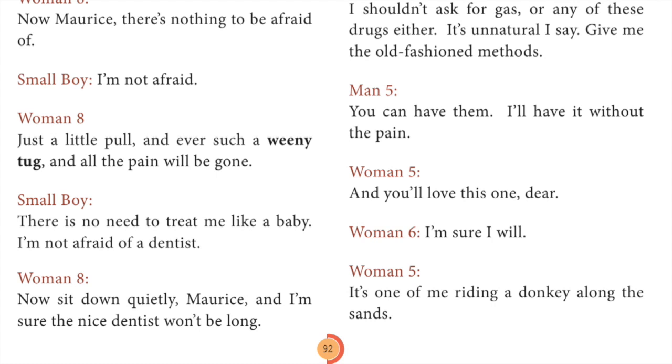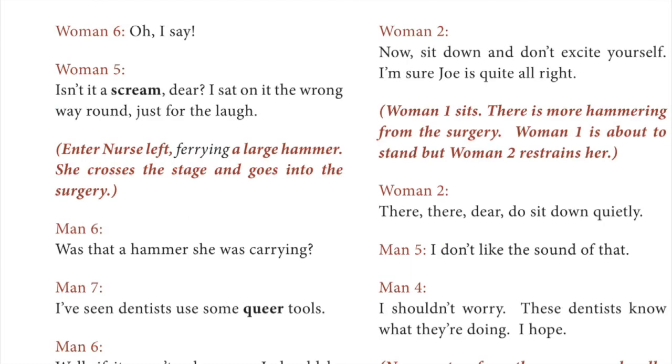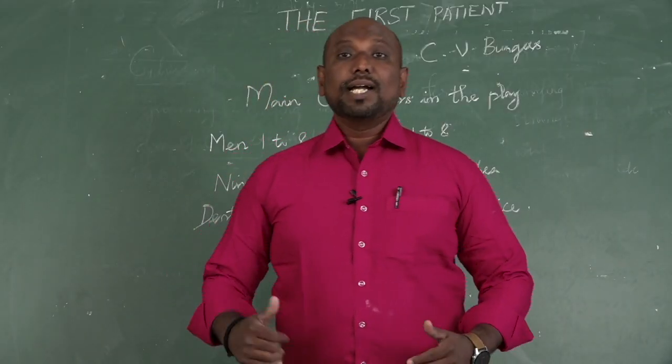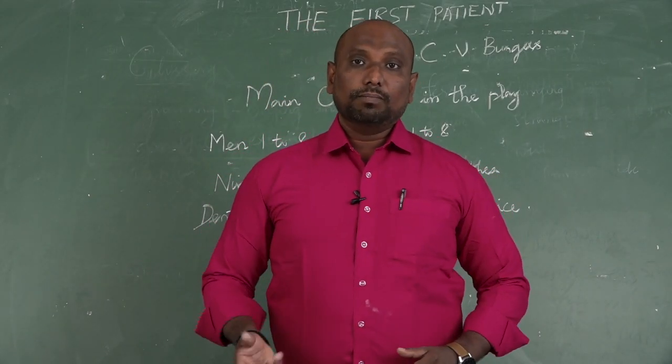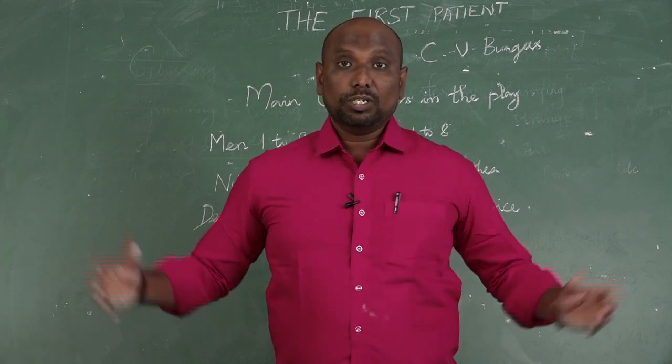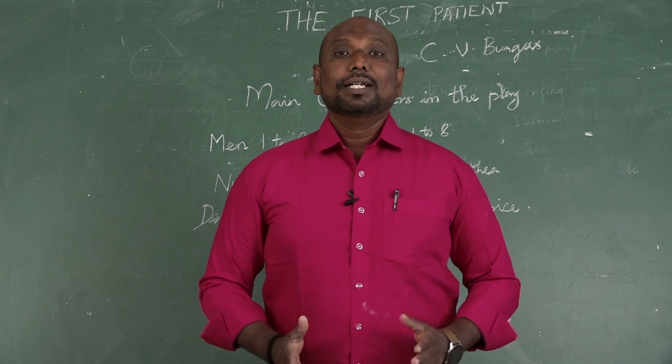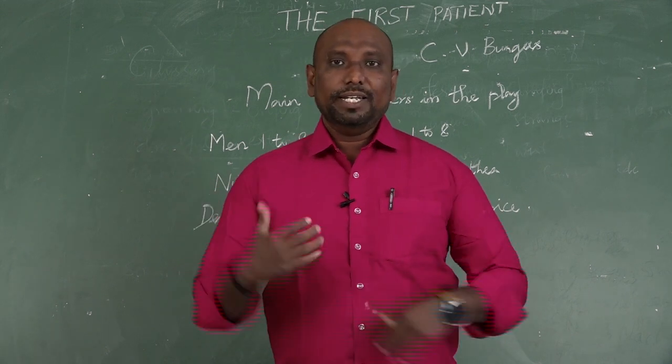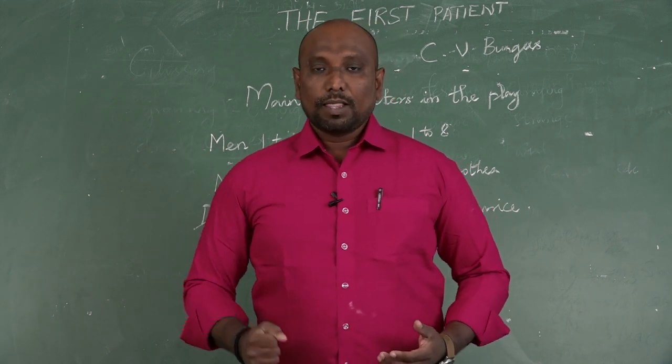Woman 6, I am sure I will. Woman 5, it is one of me riding a donkey along the stands. Oh, I say. Woman 5, isn't it a scream, dear? I sat on it the wrong way round just for the laugh. Woman 5 started showing another photograph of riding on a donkey. And I fell over there. A huge fun happened over there. That was a nice one. Actually, we enjoyed the holidays. So, yes.